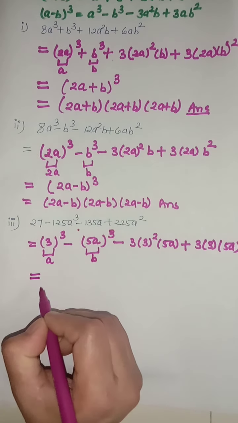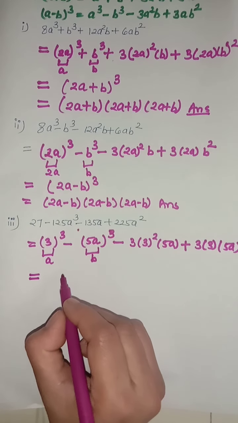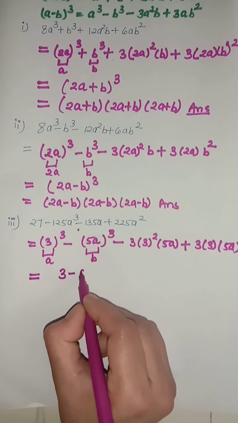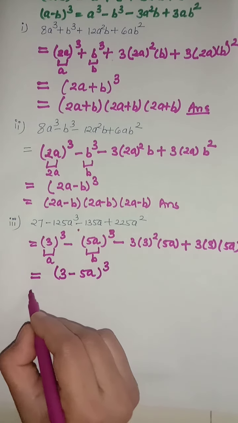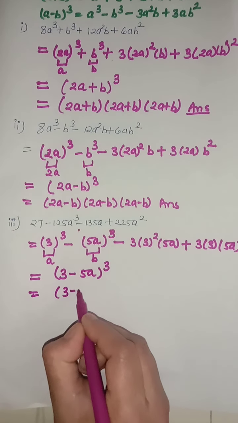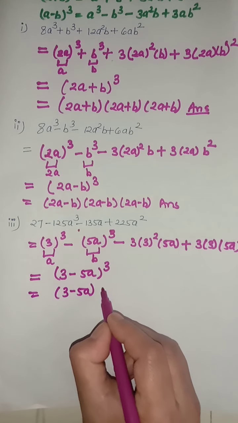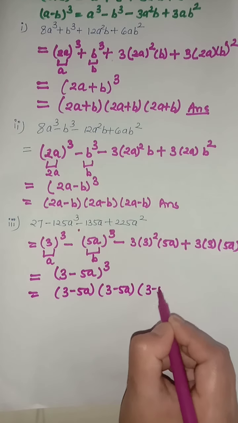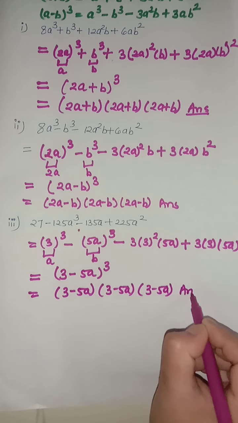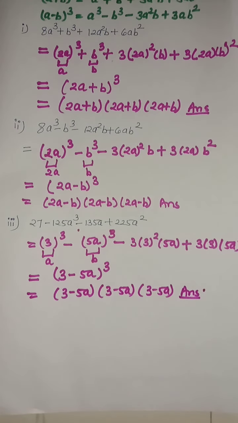Which identity are we using here? (a minus b) whole cube. The value of a is 3 and the value of b is 5a. So (3 minus 5a) whole cube, and you can write this as 3 minus 5a into 3 minus 5a into 3 minus 5a. These are the three factors of this third question.